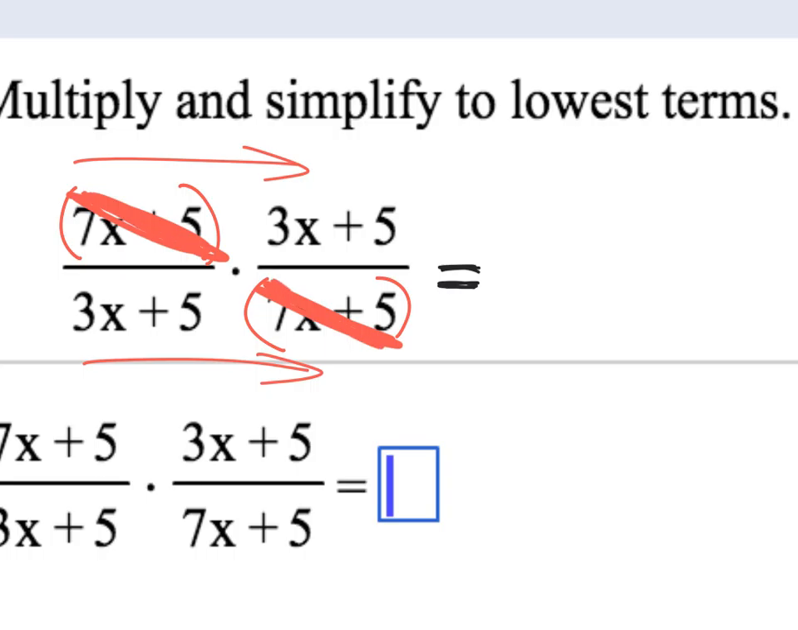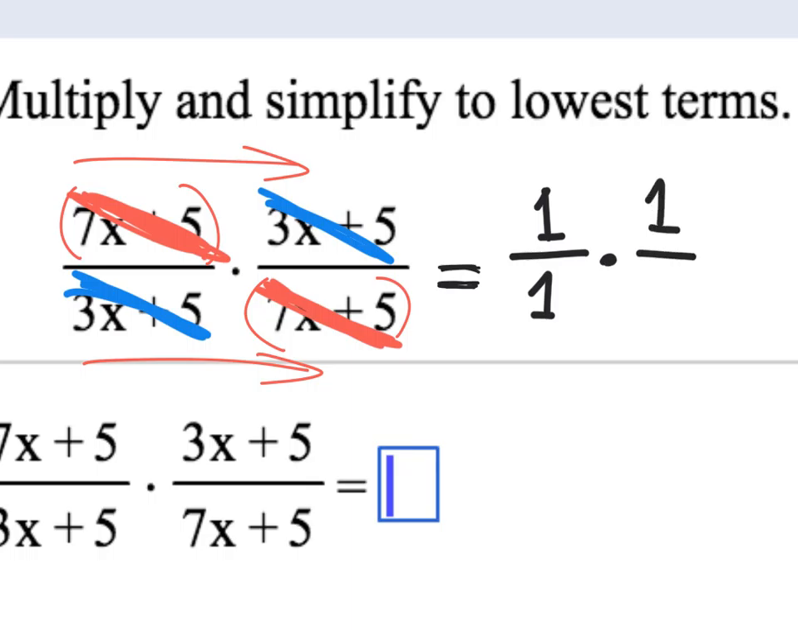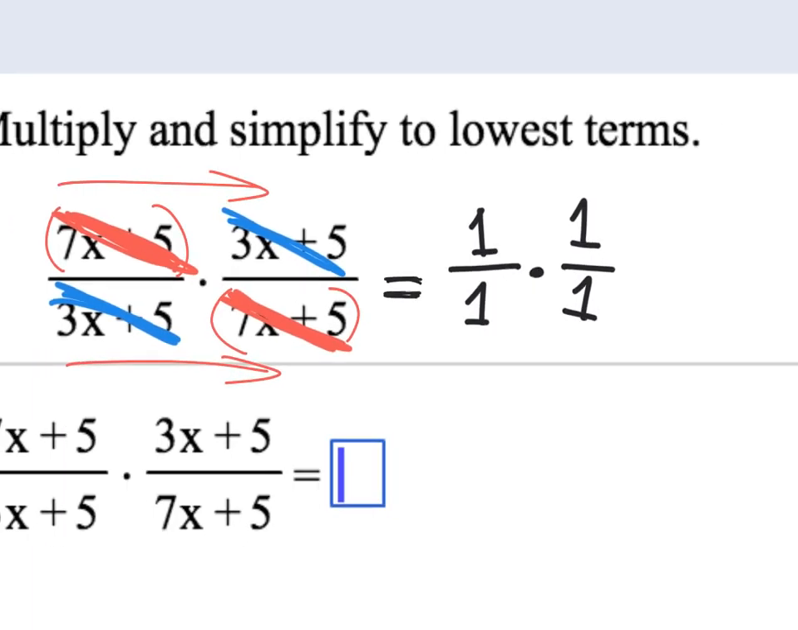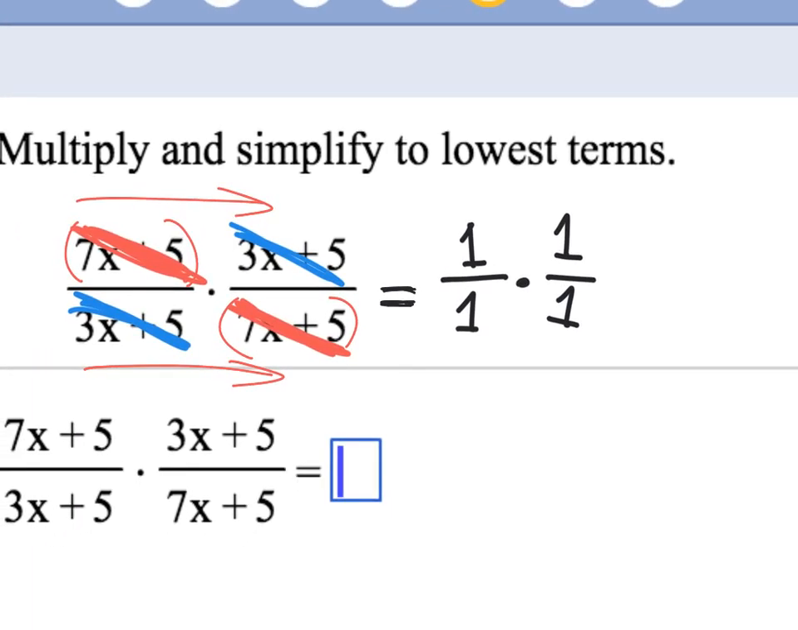So they kind of cancel out. And then you can see going in this direction, 3x plus 5 and 3x plus 5, those cancel out, basically leaving 1. And so what do we end up with? Well, we end up with 1 over 1 times 1 over 1. And that's basically all saying, oh, everything is 1, so the answer is 1.